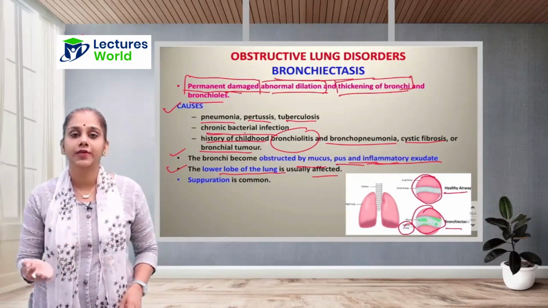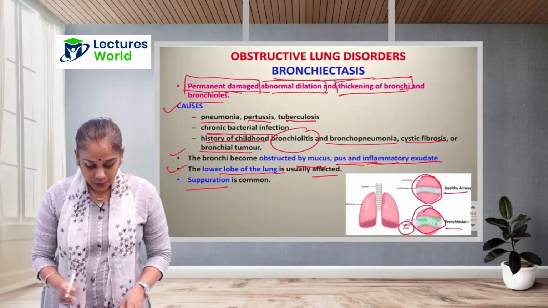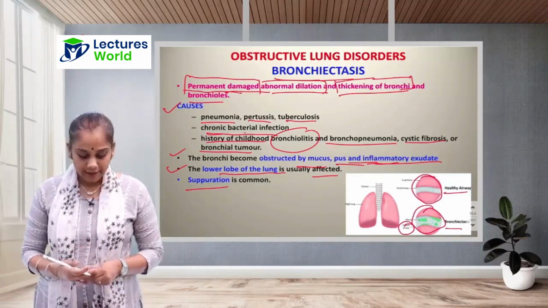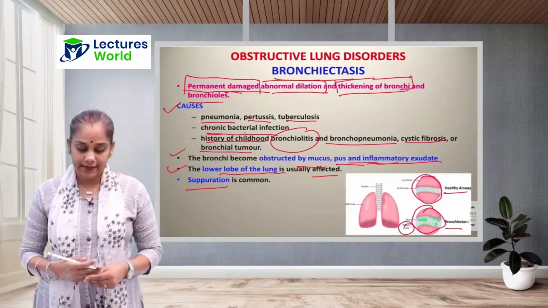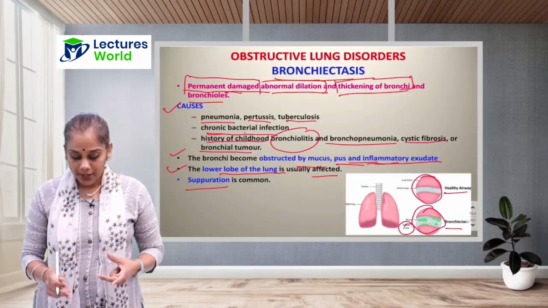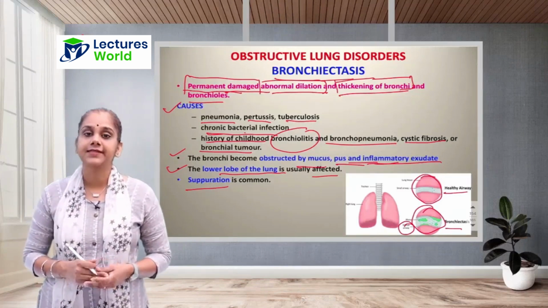The lower lobe of the lung is usually affected, generally in both lungs. Okay, suppuration is common. So this is a common symptom of bronchiectasis. So what is bronchiectasis? There is a permanent dilatation, permanent damage or thickening of the bronchi as well as the bronchioles.